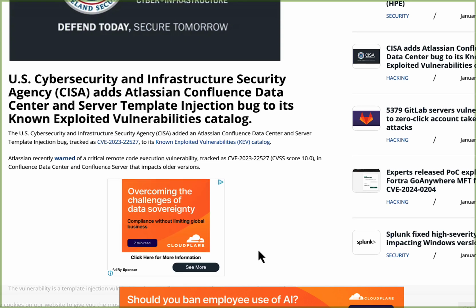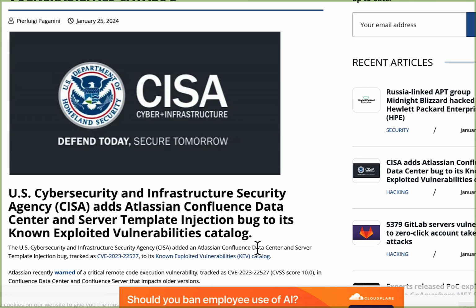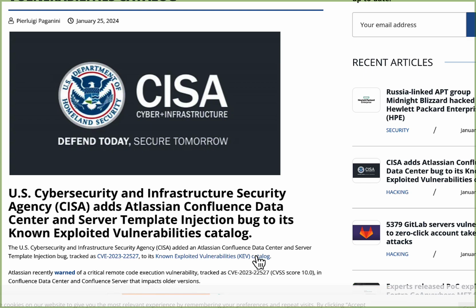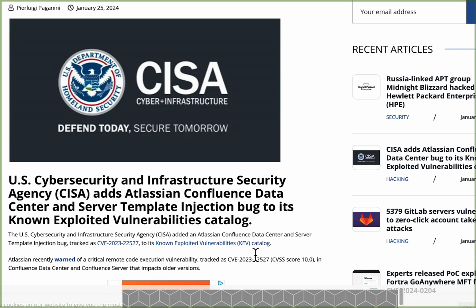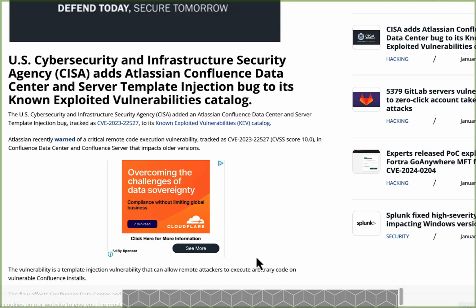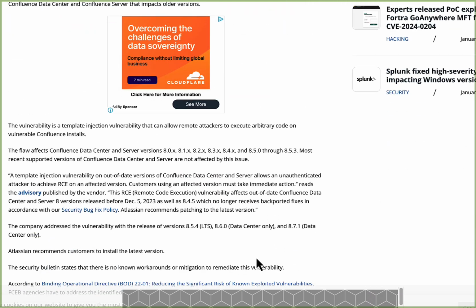So before we get started, we're going to talk about the U.S. Cybersecurity and Infrastructure Security Agency that has issued an alert on the Atlassian Confluence Data Center and Server template injection bug and what it's able to do. From a security standpoint, it's a level 10 as it relates to the level of vulnerability that it could apply to your organization. Hence, that's the highest it can potentially go.